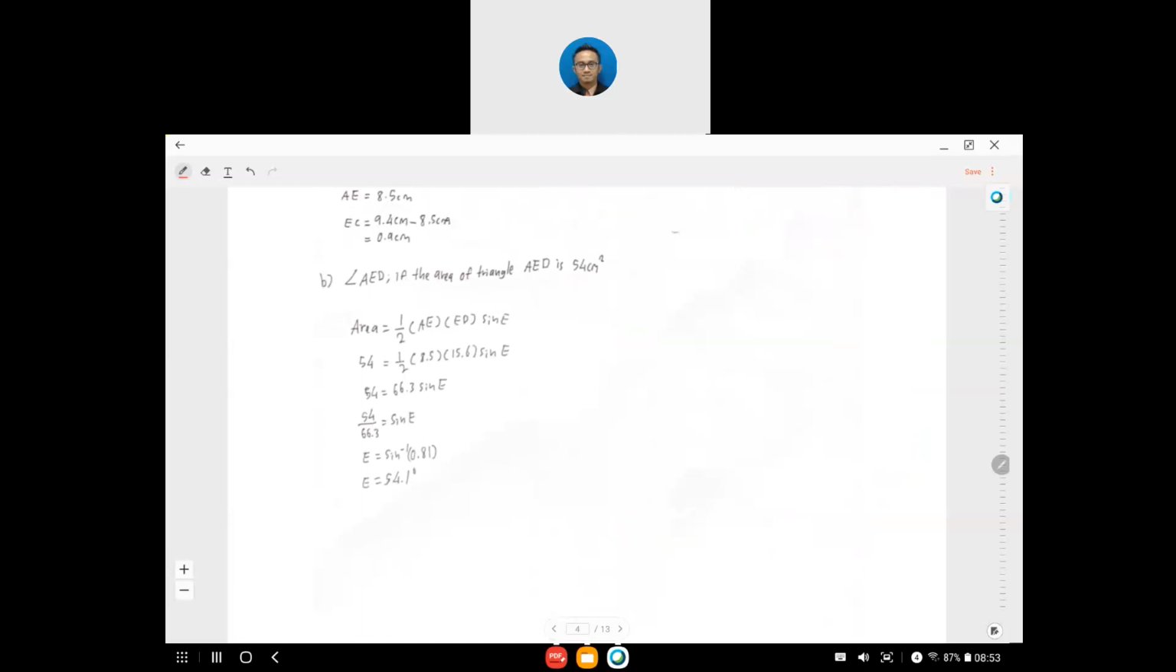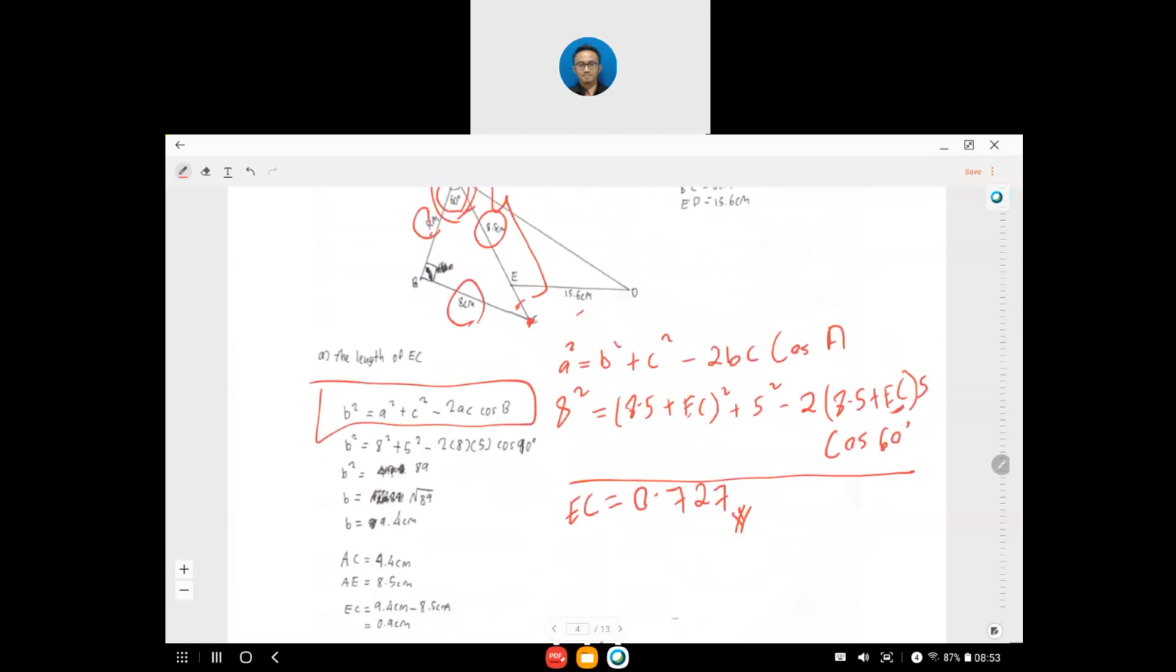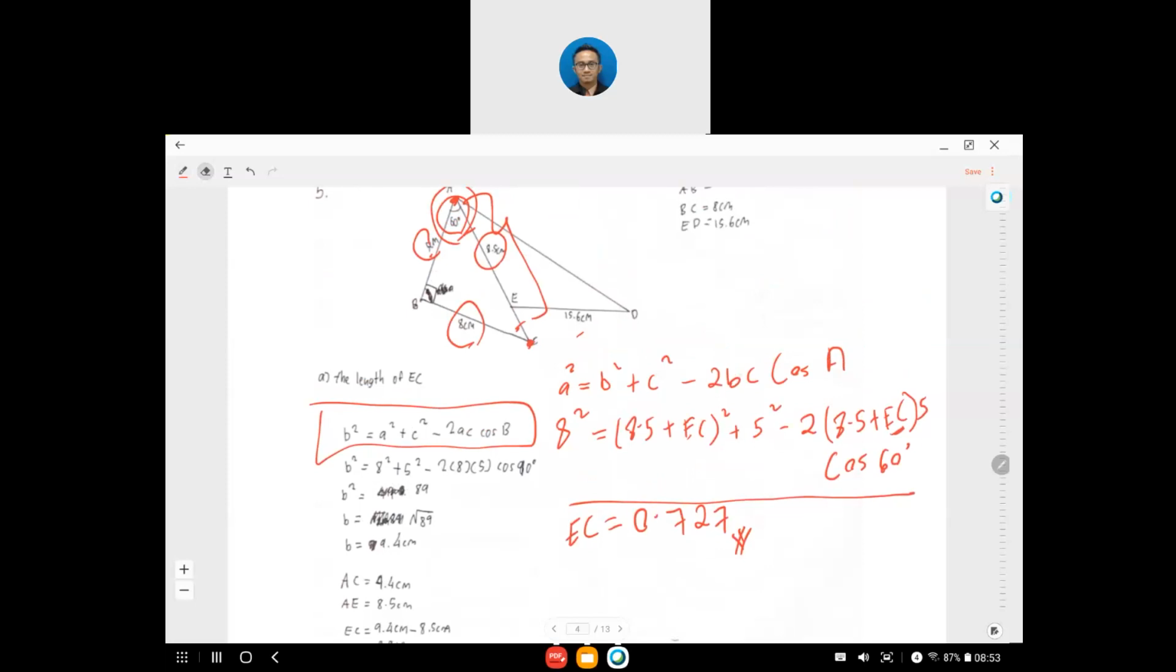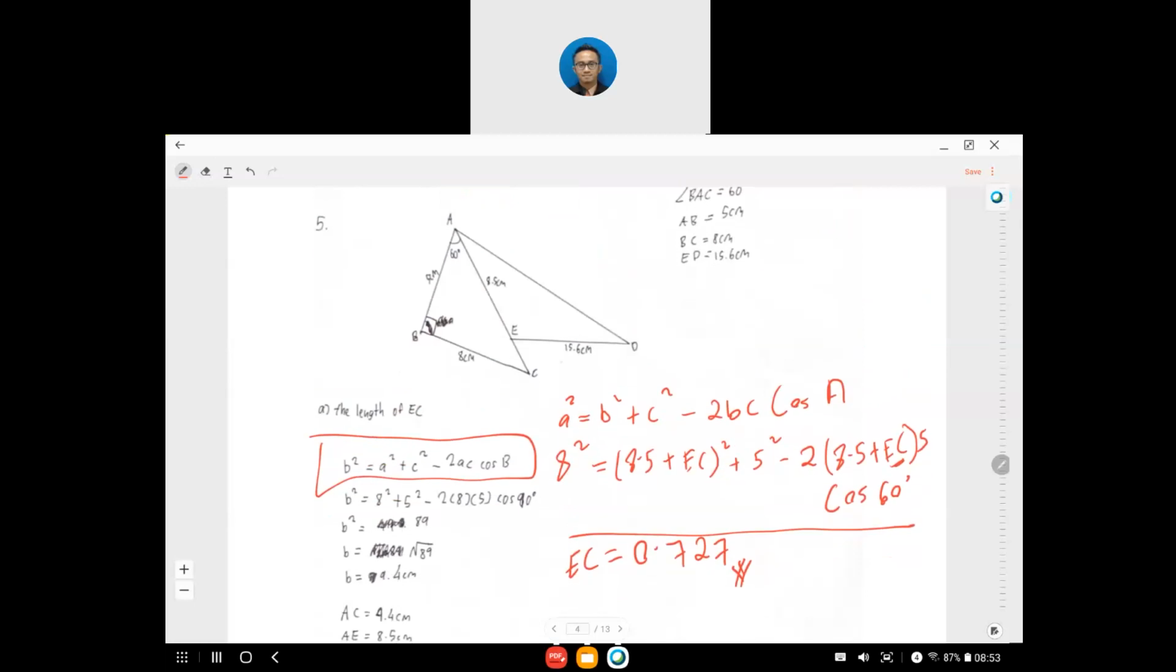Angle of AED. Angle of AED. Where is AED? AED means that you want to find this angle. Okay. Angle of AED. You can find it by using what formula?